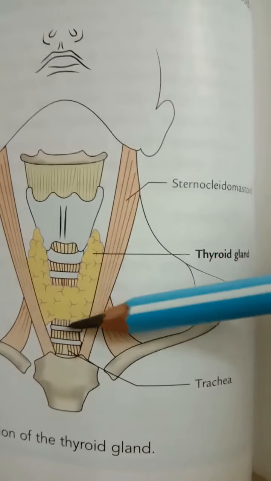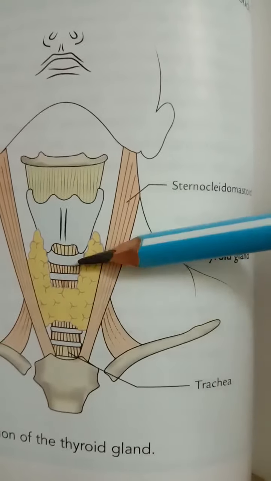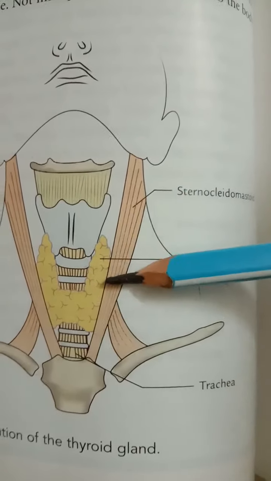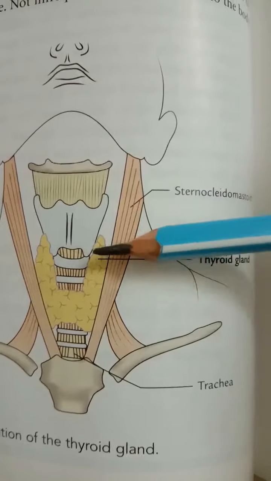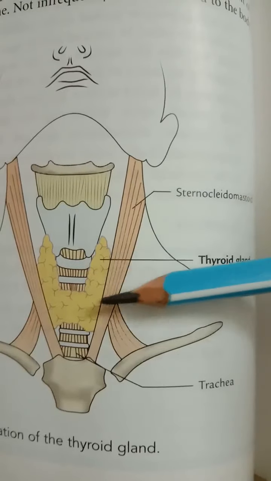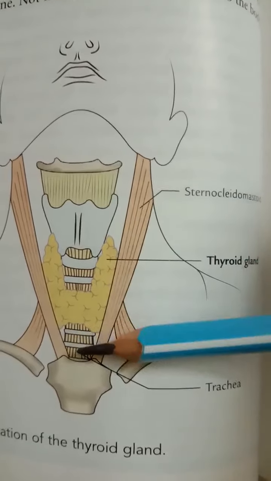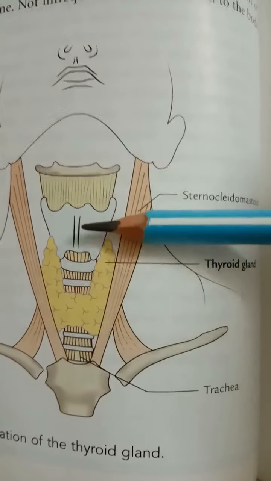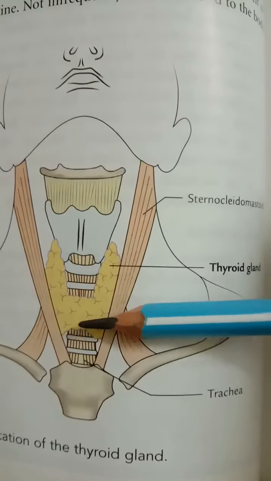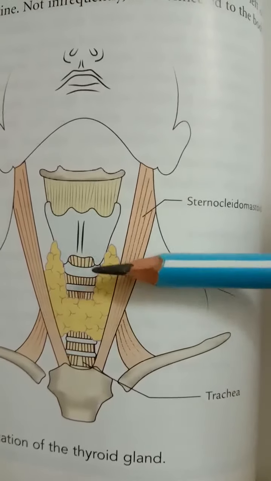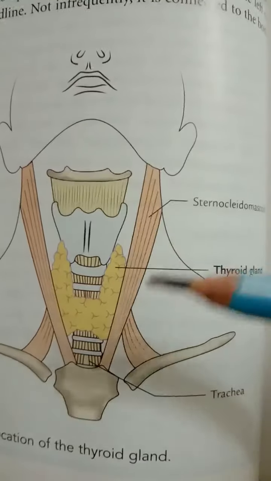The thyroid gland is located in the lower part of the front and the side of the neck, opposite to the C5, C6, C7 and T1 vertebrae, in the upper part of the trachea. So here you can see the trachea, and here the thyroid cartilage. So in the upper part of the trachea, that is the location of the thyroid gland.